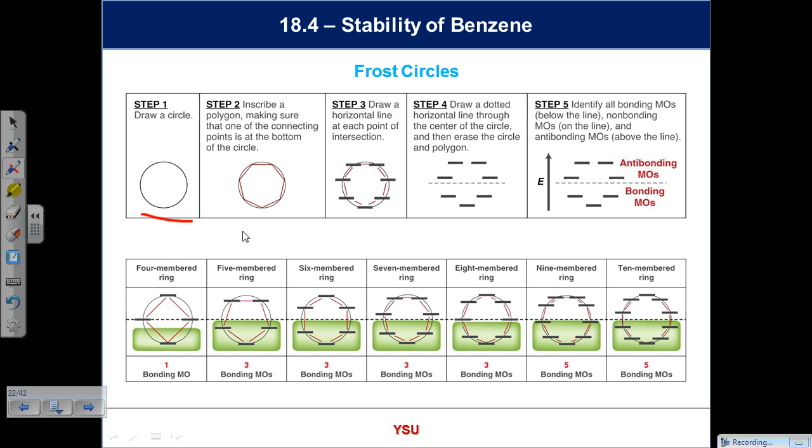I don't even bother with the circle anymore. You just have to be able to draw the geometric shapes. So we can see here the circle, and then the next thing to do is to take the cycle that you're dealing with, in this case a 7-membered ring, and to set this up so that the bottom, or one of these corners here, is touching the bottom of the circle.